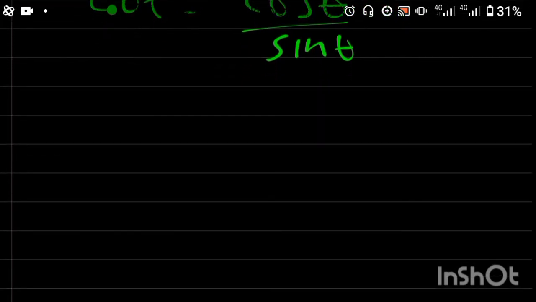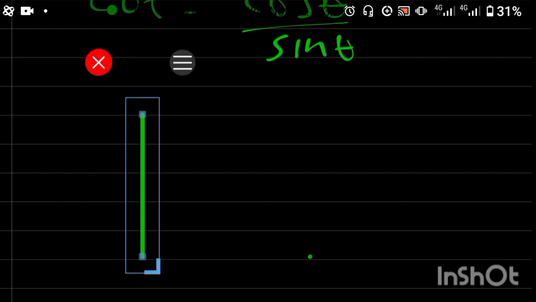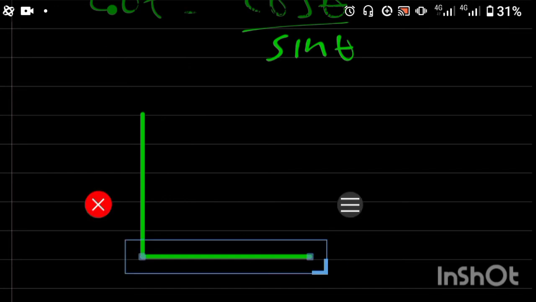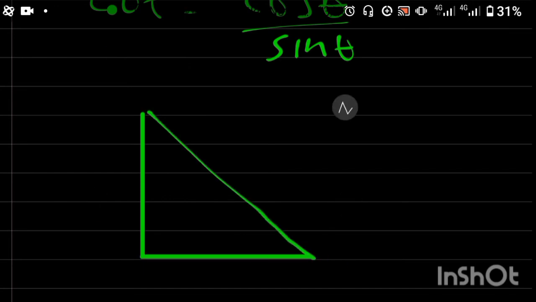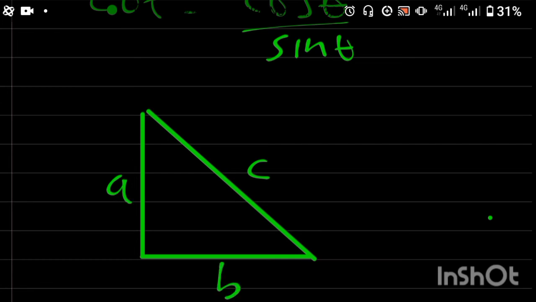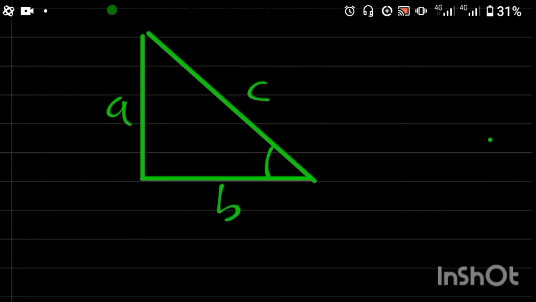Now let's draw another triangle. We have this. This is our C. This is A, and this is B. We keep our angle theta.